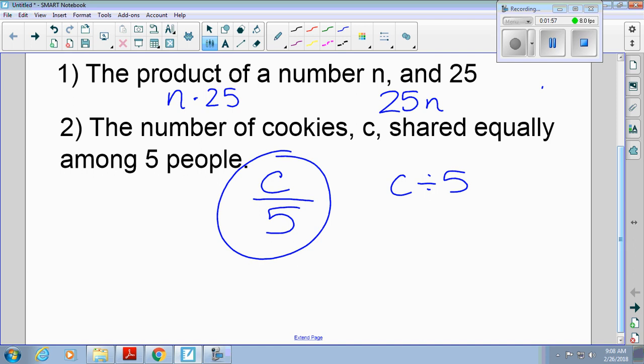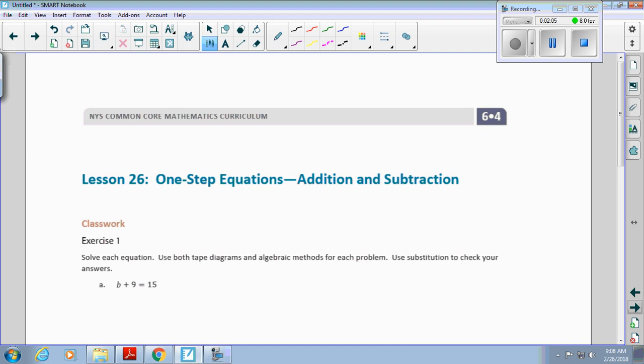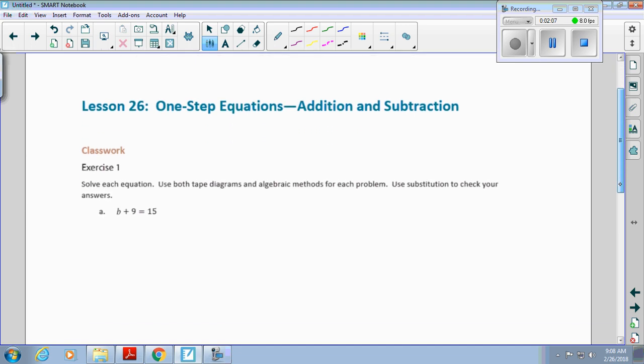All right, we are moving on. Today we are going to solve equations. So if you could go to page 60 in your module book. All right, we are doing lesson 26 in module 4, one-step equations, addition and subtraction. So our objective for today is to solve addition and subtraction equations.